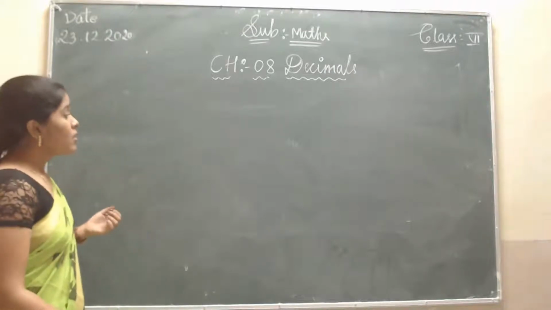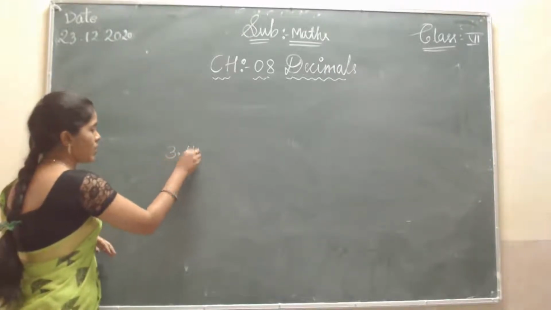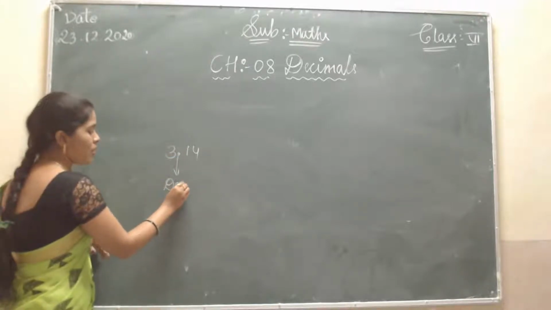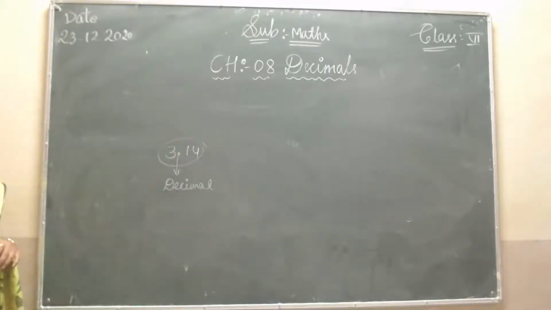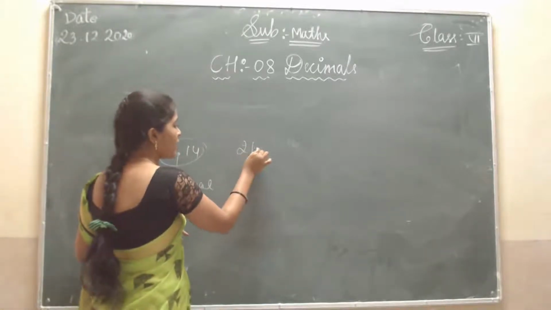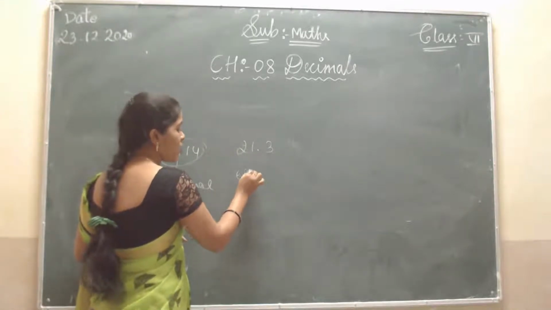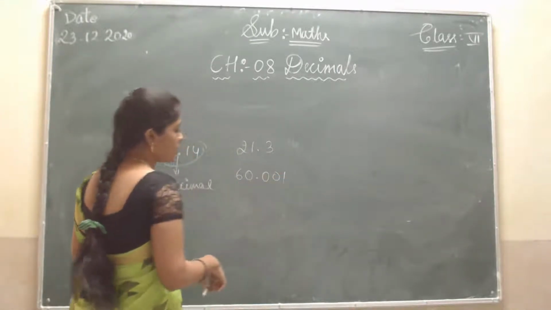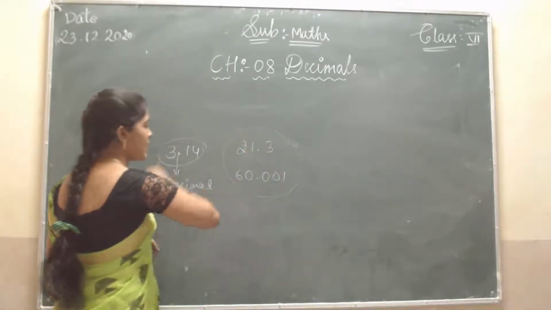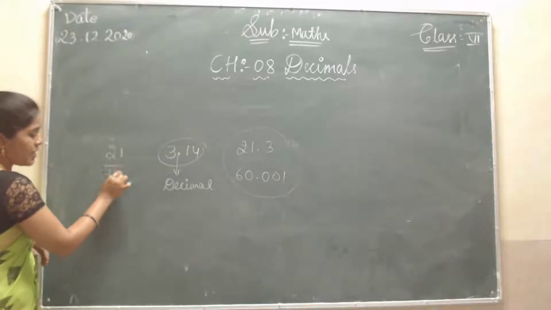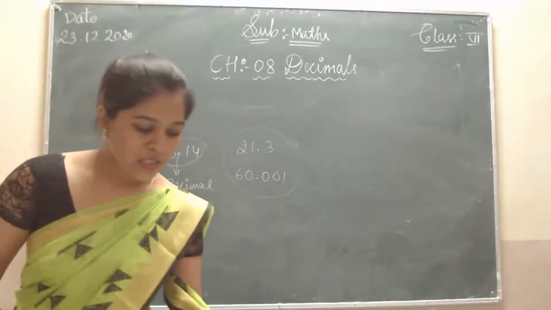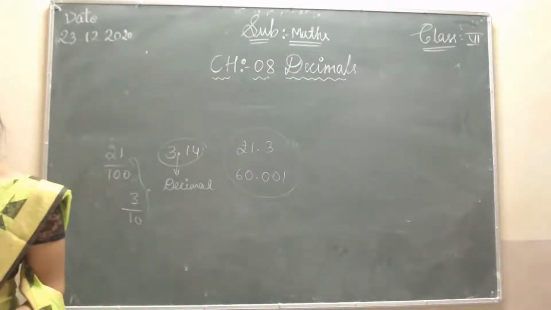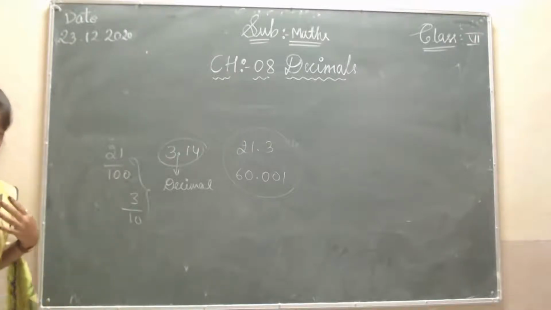For example, 3.14. This point is nothing but the decimal point. Next, take another example, 21.3 and 60.001. These are all in the form of decimals, and 21 by 100, 3 by 10 are all in the form of fractions. Now we'll discuss place value, first the place value chart.